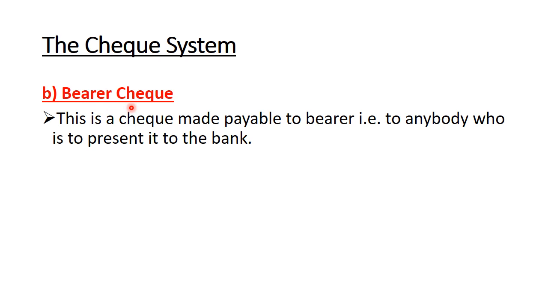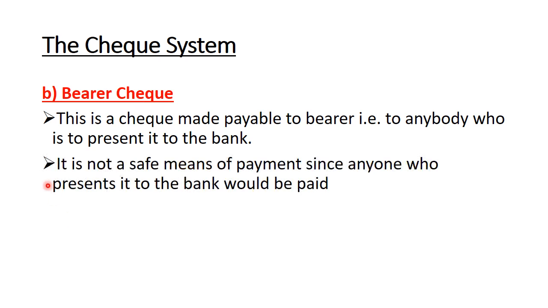So in both types, there is no name of the person who's going to be paid. But the biggest difference is that in the open check, anyone can be paid, whether it's the person who presents it to the bank or not. Well, in the bearer check, it has to be the person who presents it to the bank. So it is not a safe means of payment, since anyone who presents it to the bank would be paid.